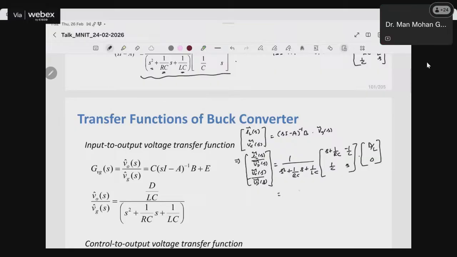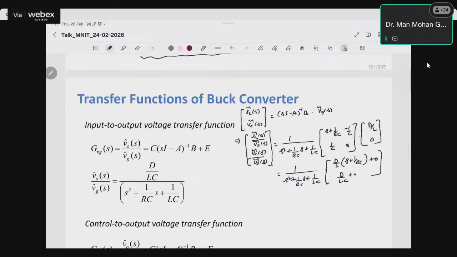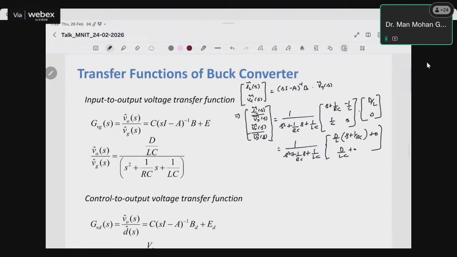Okay, so the denominator will be there, and we will multiply this. So D upon L into S plus 1 upon RC plus 0, and the second element will be D upon LC plus 0, right? And this denominator will be common to all.